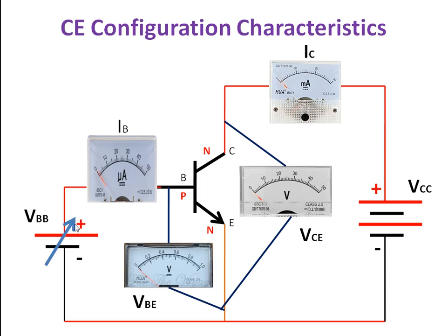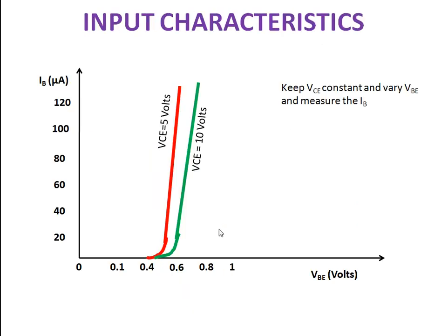VBB is a variable power supply and VCC is also a variable power supply. By varying VBB you can control IB. By varying VCC you can control VCE or IC. You can control both.